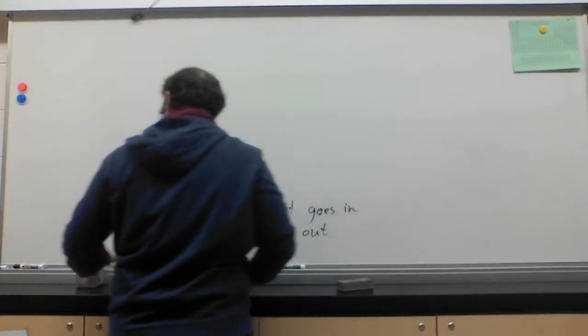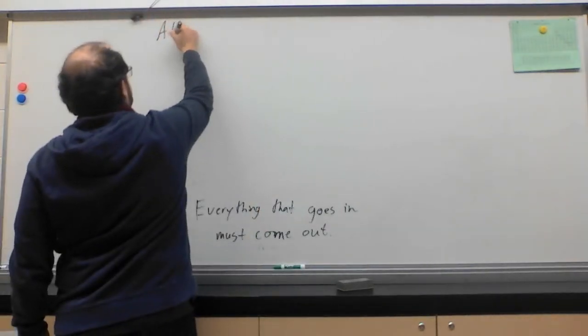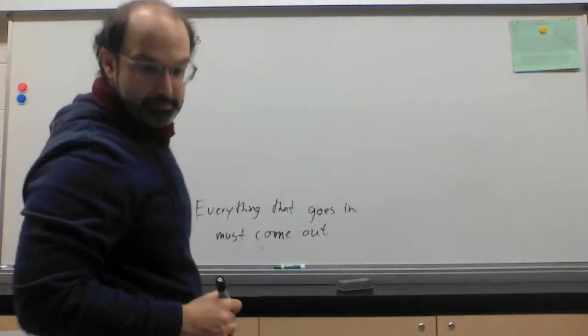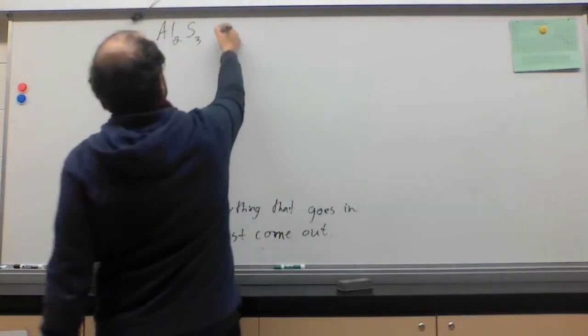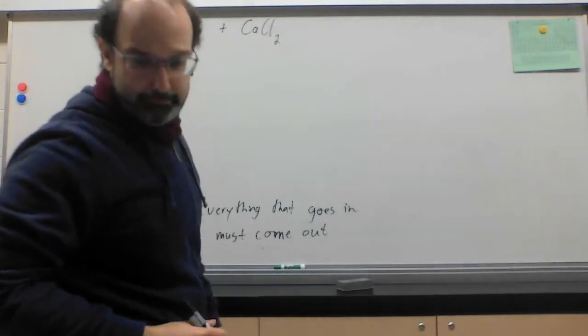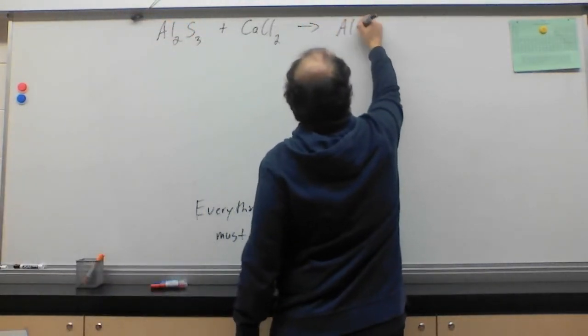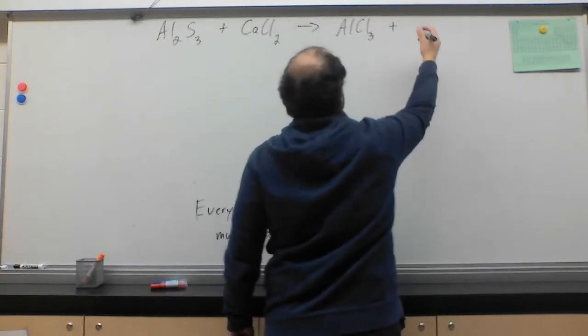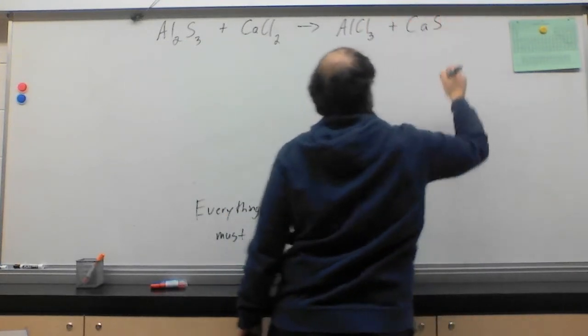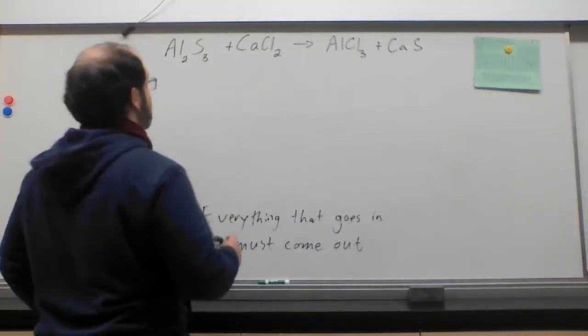Next one on our list. Al2S3 plus CaCl2 goes to make AlCl3 plus CaS. Okay, step 1, inventory of the elements.